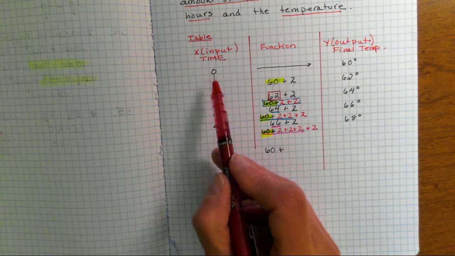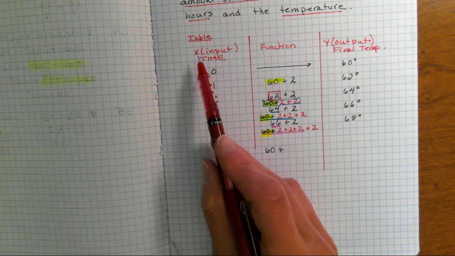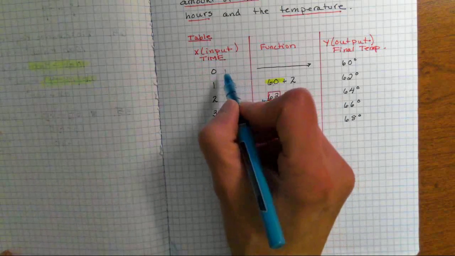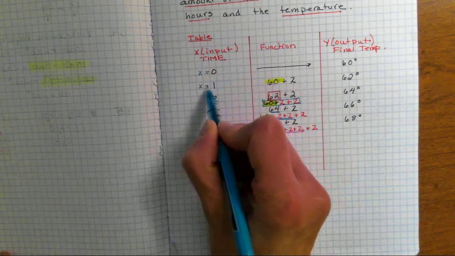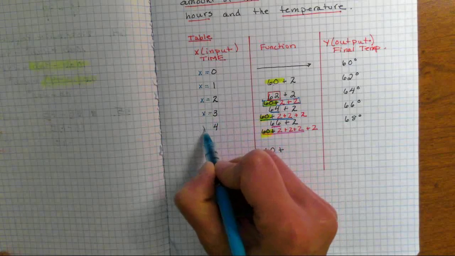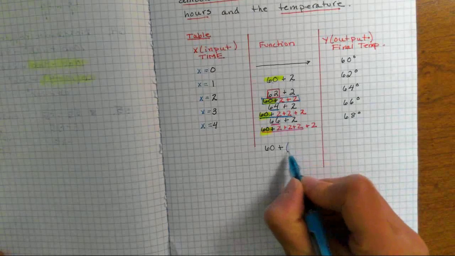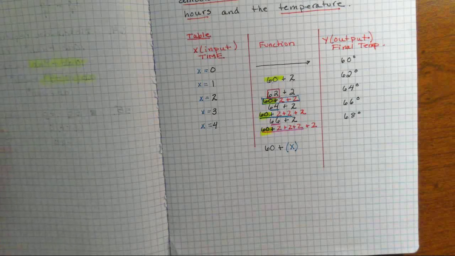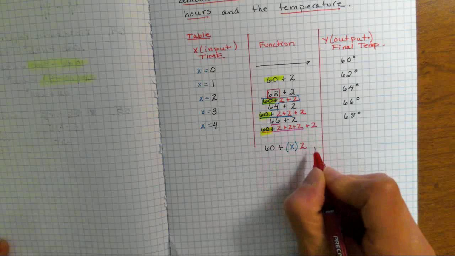So remember, this is what's changing, right? So isn't that represented by x? So this number here is my x value when x is 0, when x is 1, when x is 2, when x is 3, when x is 4. So my x is what's changing, and that's going to be times 2. So that's really my expression.